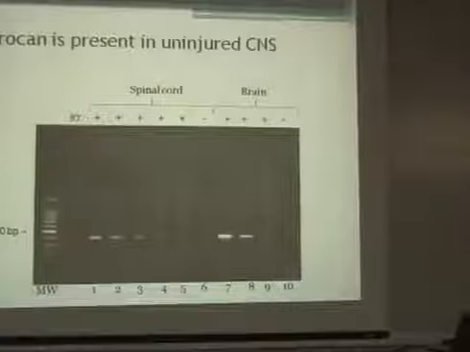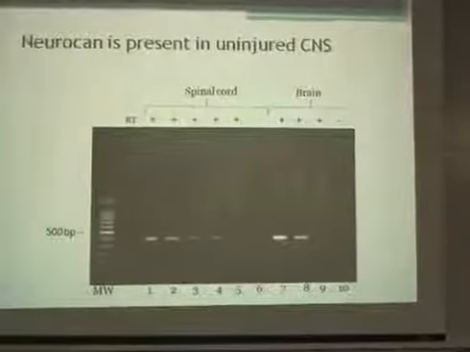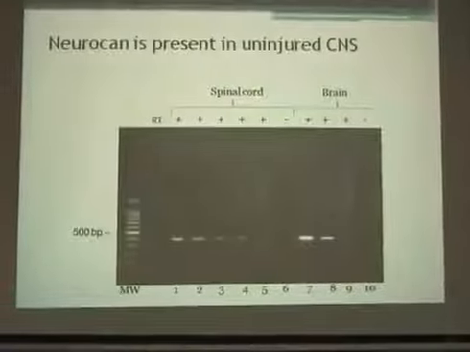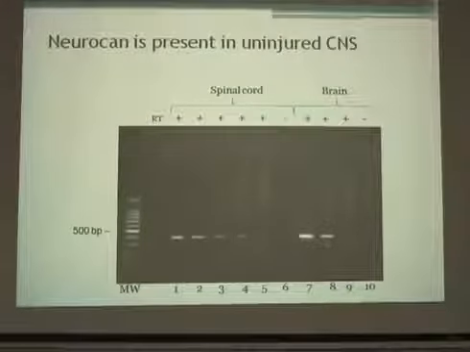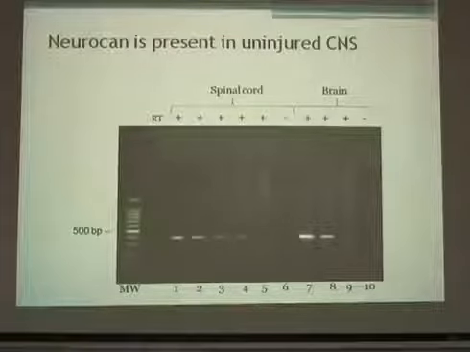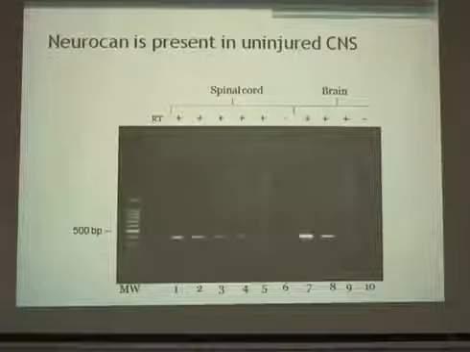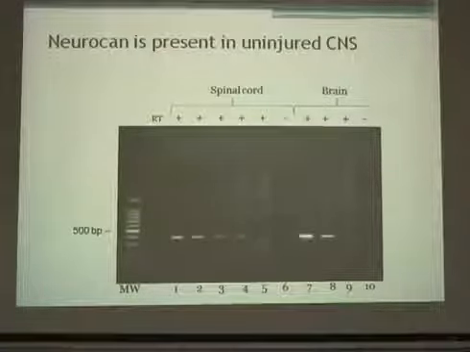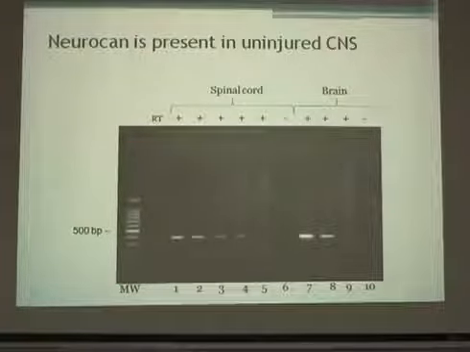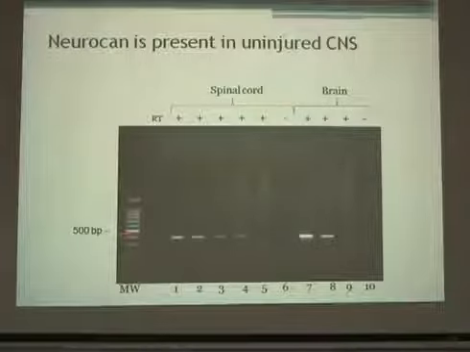So what results did we get after doing all of these experiments? We found that Neurocan is present in the CNS of the zebrafish even before injury. We found that in the spinal cord, doing a series of different concentrations of the cDNA, we found an expression of Neurocan at the level that we were expecting, between 400 base pairs and 500 base pairs.